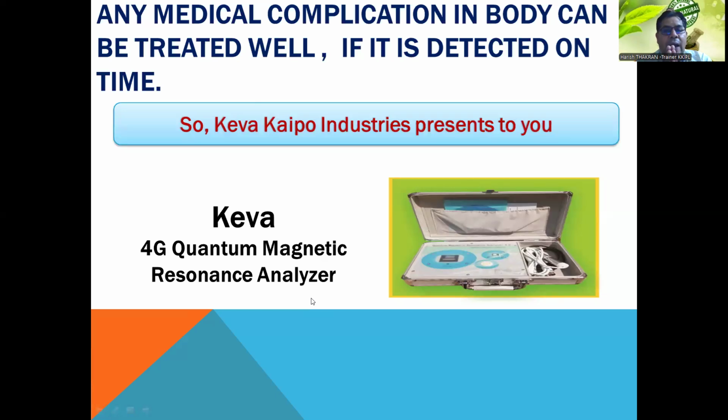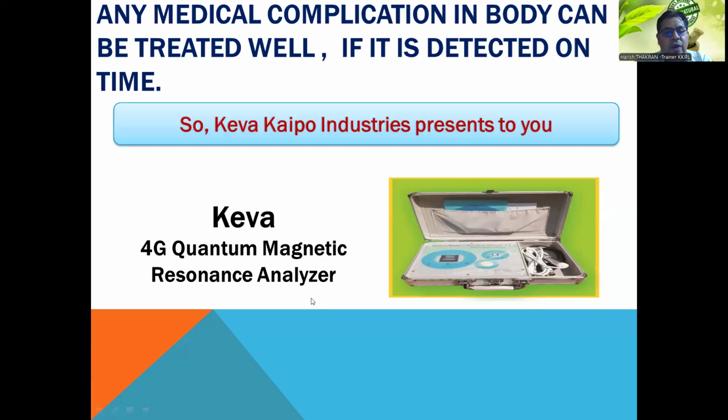This means if you are able to find out what might be the condition of your body, then you can prepare yourself and prevent damage inside your body. And for that purpose, the Kiva 4G QMRA machine plays a very big and important role. If you do an analysis with this machine, you will come to know the status of your internal body health, and depending on that you can take precautions or take certain Kiva Kaipo supplements, which will make your health much better.